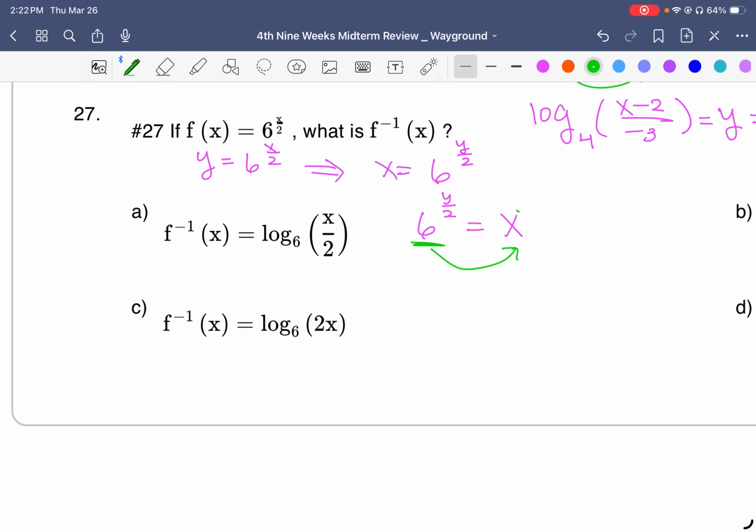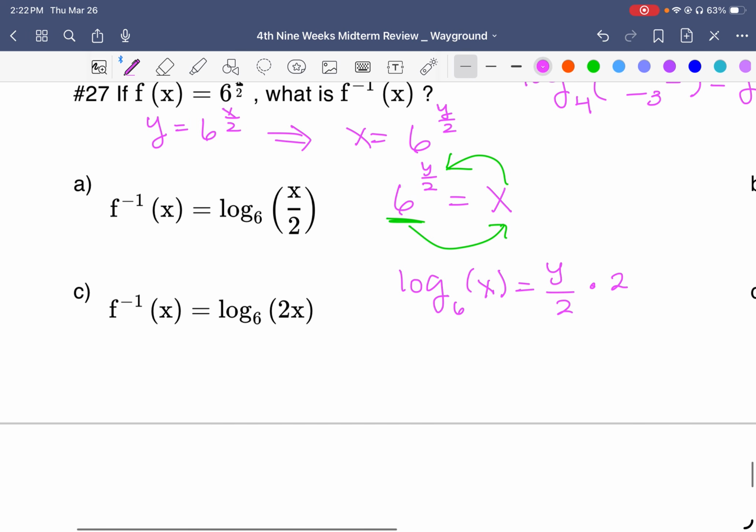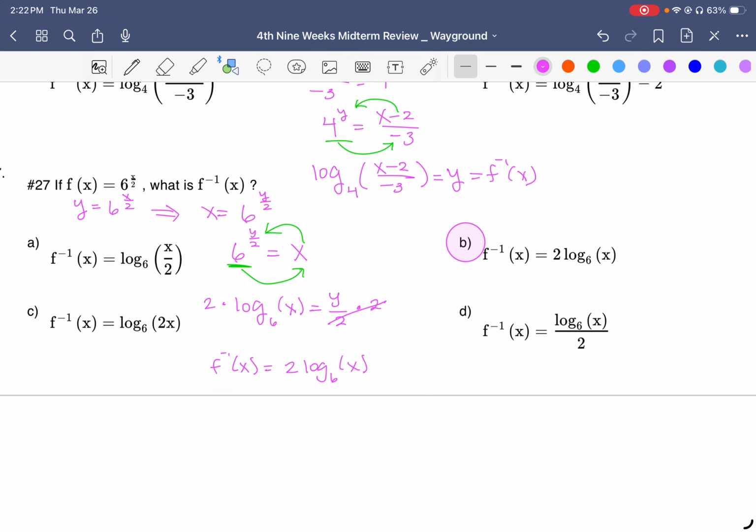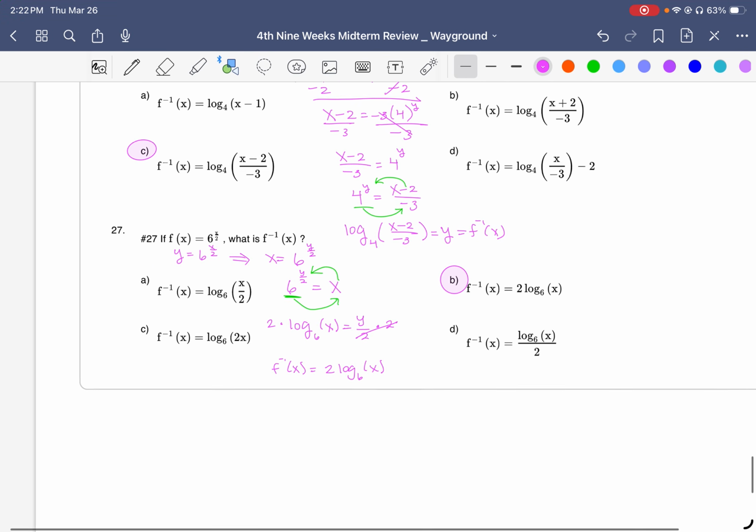Underline the base, go out, come back in. This is an exponential, so the inverse will be a logarithm. So log base 6 of x equals y divided by 2. And then to solve for y, you need to multiply 2, the denominator, on both sides. So the inverse of f of x is 2 times the log of base 6 of x. Okay, which is answer B as in boy. Okay, that is the last question.